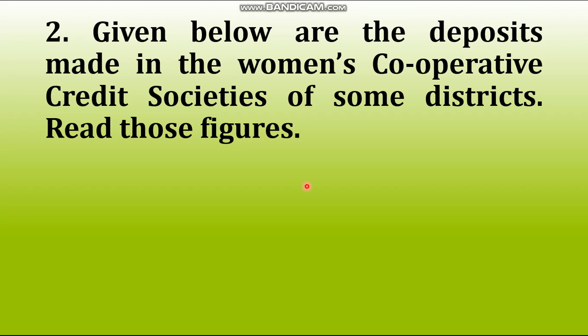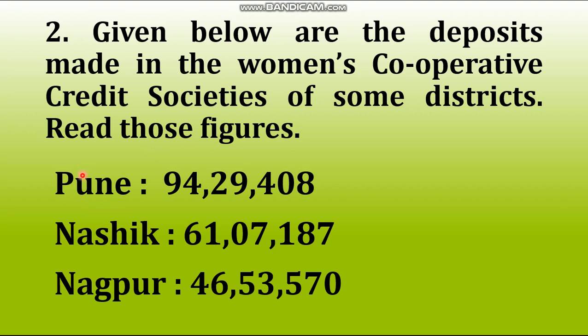Let us solve question number 2. Given below are the deposits made in women's cooperative credit societies of some districts. Read those figures. So children, here you can see the names of the districts are given and the deposits which are made in those credit societies, those particular amounts are given to us. You are supposed to read these numbers correctly.